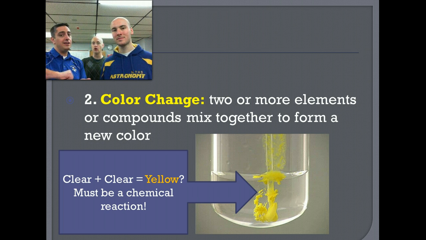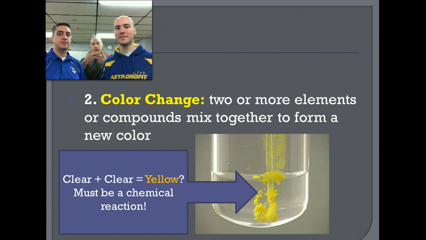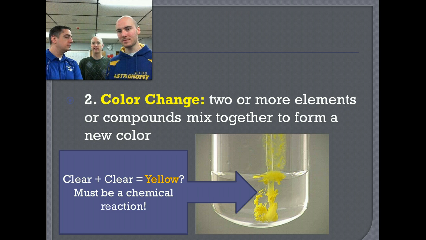Definitely. Something new is made. If I take a crayon and draw on a piece of paper, I change the color. That's not a chemical reaction, that's physical. Did you change the color of the crayon, though? No. So this is saying it's a different color from both things. Both of them are a new color. And that's the big thing, new color. Not like food coloring in water.